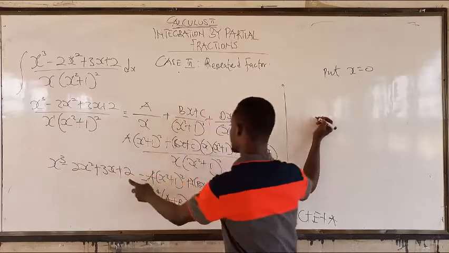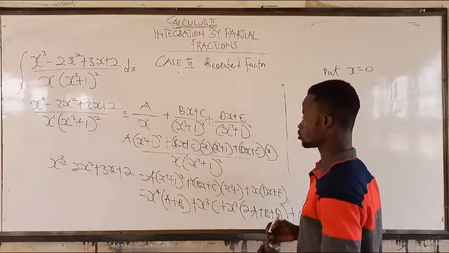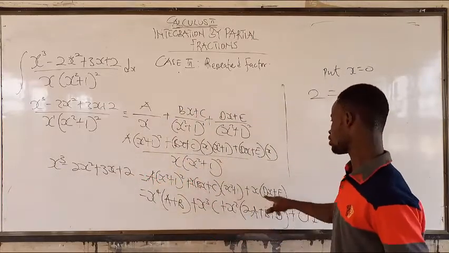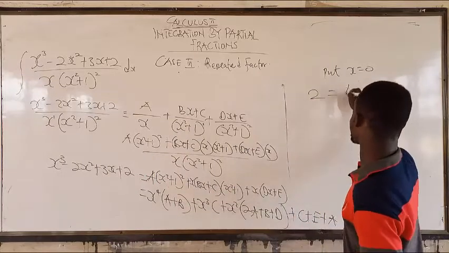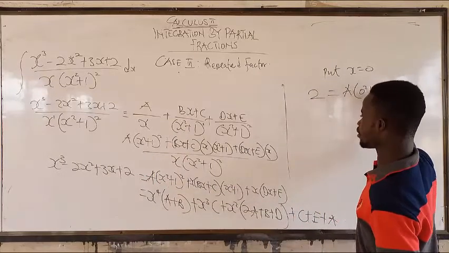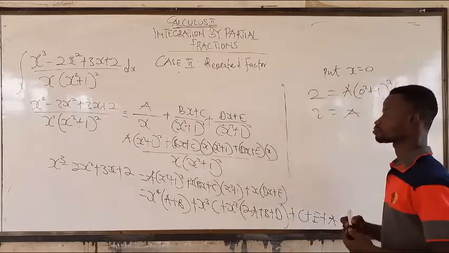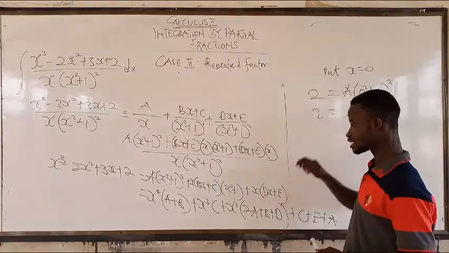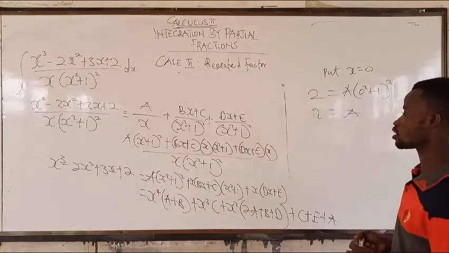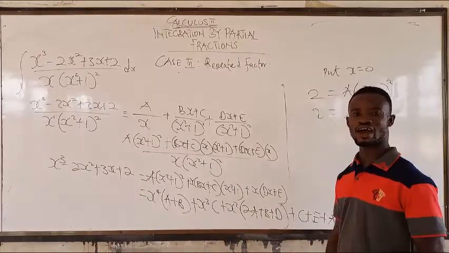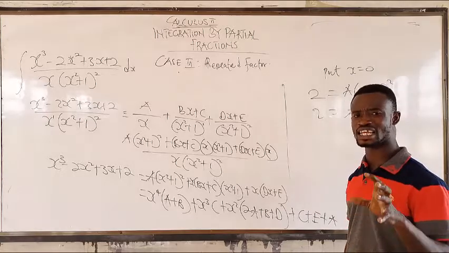Here it will be 0, so we get A times (0 squared plus 1) squared. So 2 is equal to A. How can we see that we get 2 to be equal to A? Very good. So now after setting S to be equal to 0, that is the elimination.